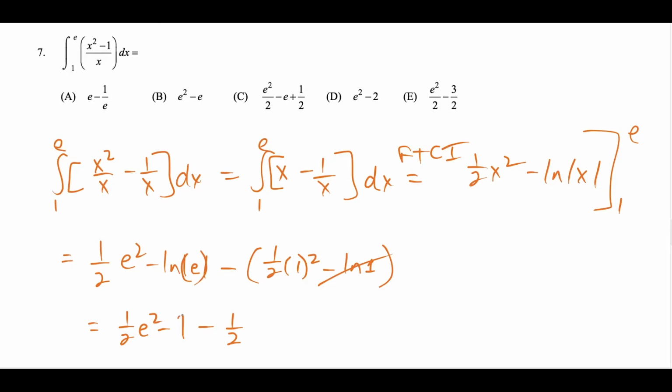So just think of this as 2 over 2. So that when we simplify this, this is 1/2 e squared minus, and we have minus 2 minus 1, giving us minus 3 over 2. So our solution here, let's now just find it. Question 7 works out to choice E.